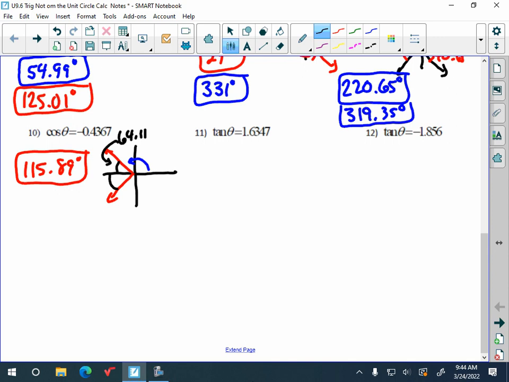So now you have two options to get from here all the way to here. You can take this blue one, that's the 115.89, add 64.11, that's this angle, and then add on another 64.11, that's this angle. That gets you from here all the way to here. Another way is to take 180 degrees, that's half the circle, and then just add on 64.11, that's this angle right here.